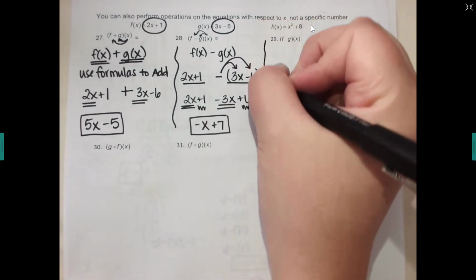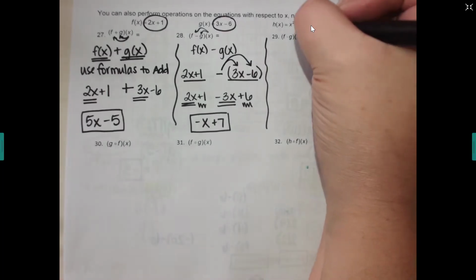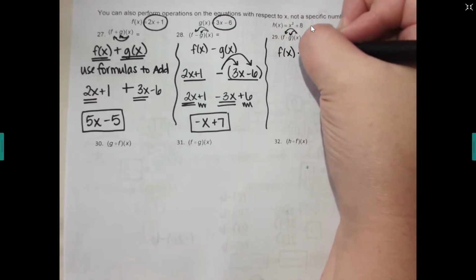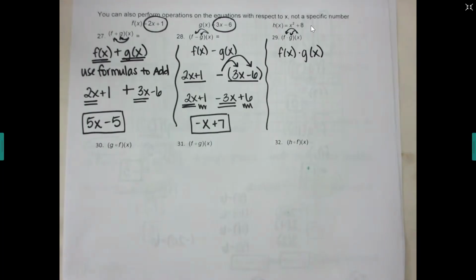Number 29. What is the operation in the middle? Plus, minus, times, divide, or composition? Multiply, which means I'm doing f multiplied by g. But because they're leaving it as an x, I'm going to multiply the formulas without plugging in a specific number. Okay, you will need parentheses here too.